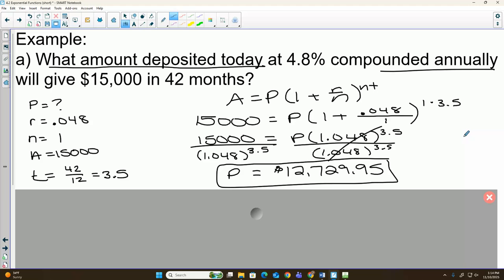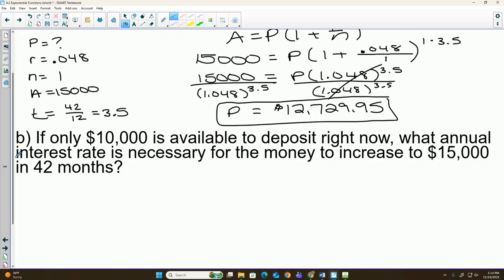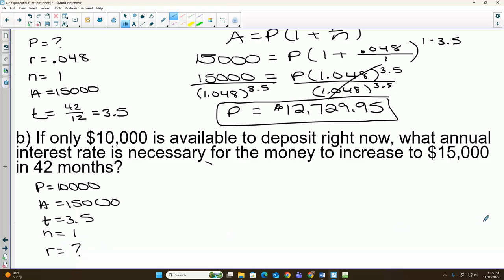Is that okay? I think I can do B, and then I promise I'll stop. If only 10,000 is available right now, what would that 10,000 represent? That's key, that's what I have right now. I still want to get my 15,000, so my A is still 15,000. I'm still talking 42 months, so my time is still 3.5. I failed to say N, let's assume the N is still 1. But I'm asking for what annual interest rate is necessary. This time I'm looking for my R.